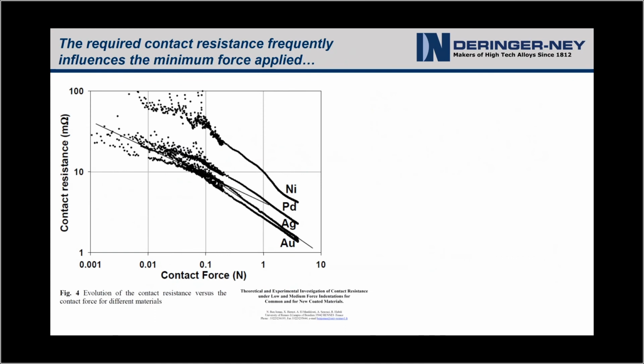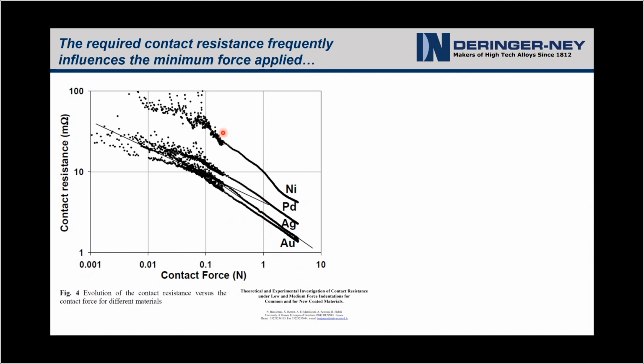At the low end, this is a figure that is meant to illustrate reasons for applying minimum contact force criteria. And you'll see contact resistance here on the left versus contact force. And this is for 4 different pure materials. Now you can see differences in material type, particularly nickel, which is an oxide former, has much higher contact resistance than, say, gold, silver, and palladium.